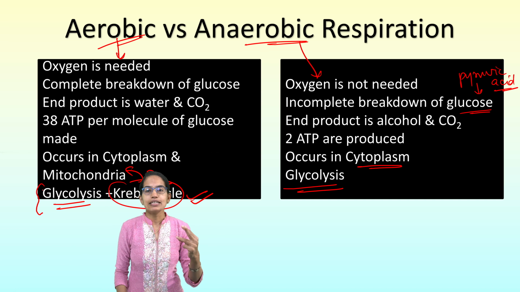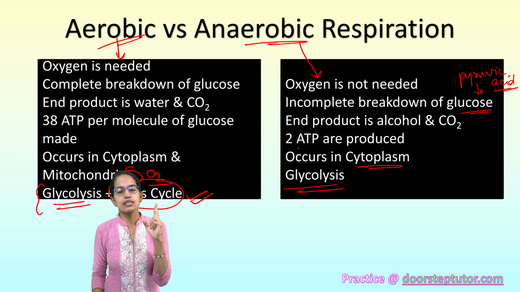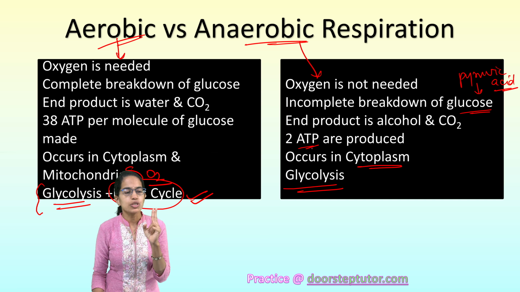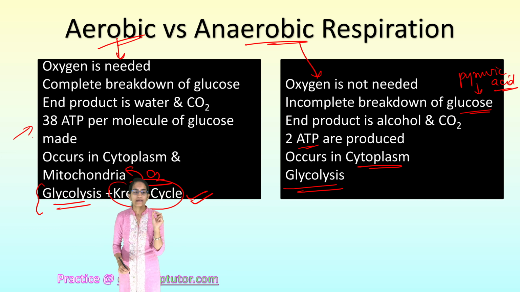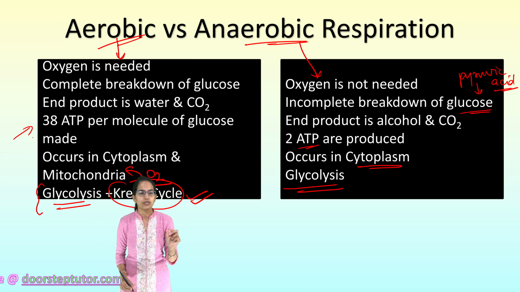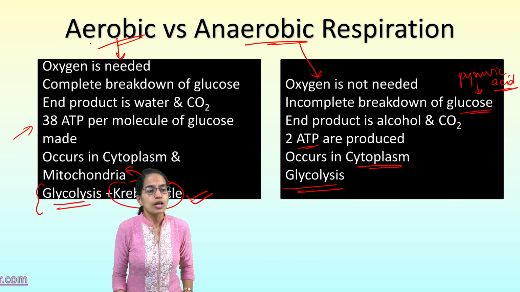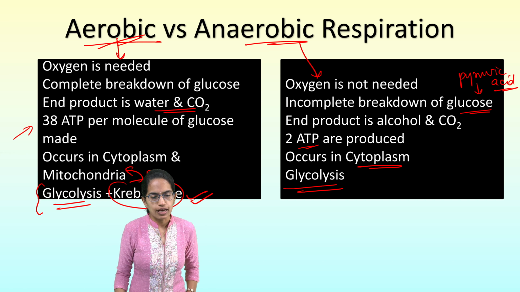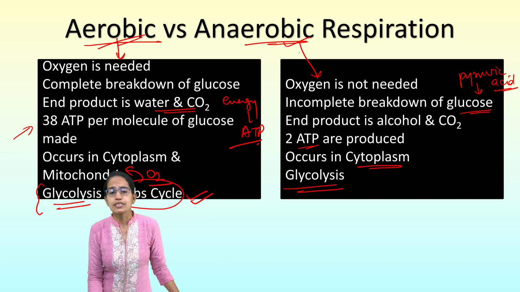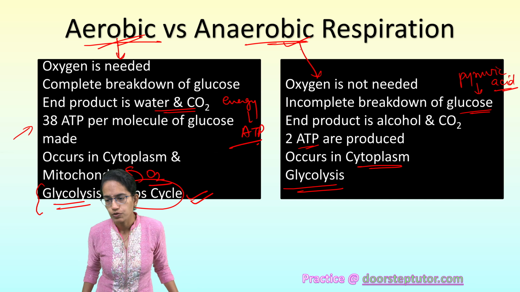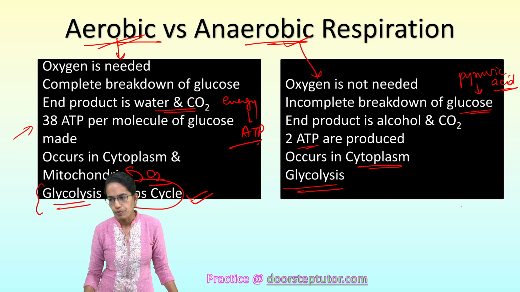Now, the energy released in anaerobic respiration is simply 2 ATP, very much less than that released in aerobic respiration, which is 38 ATP per molecule of glucose. The end products in the case of aerobic respiration are water and carbon dioxide, and the released energy is stored in the form of ATP. However, in anaerobic respiration, it is an incomplete breakdown of glucose, so that's the formation of pyruvic acid.